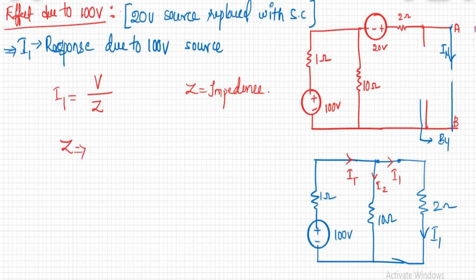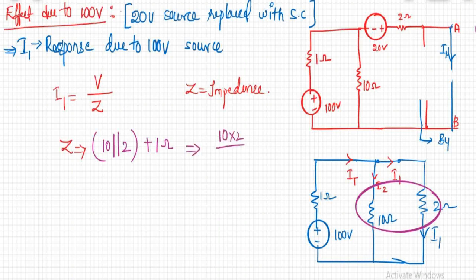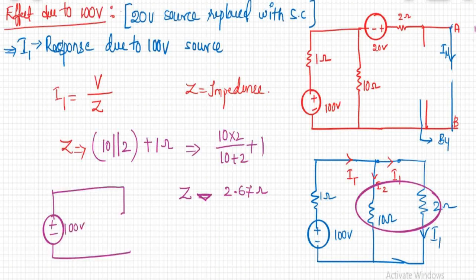Here 10 and 2 are in parallel, and the combination is in series with 1 ohm. So Z is 10 in parallel with 2, plus 1 ohm. That is 10 into 2 by 10 plus 2, plus 1 ohm, which comes to 2.67 ohms. This is the total resistance seen by our 100 volt source. So the total impedance seen by the 100 volt source is 2.67 ohms. This is what it means.